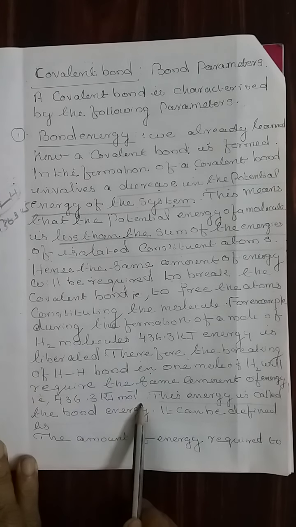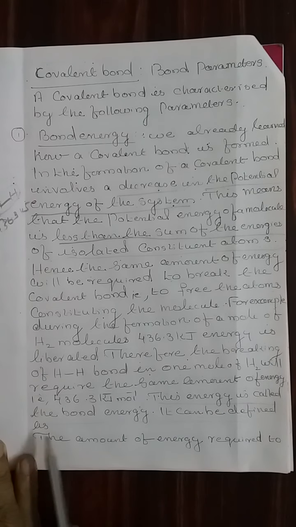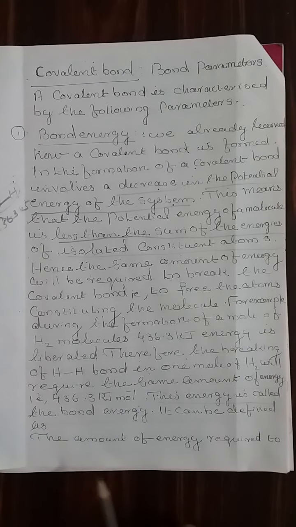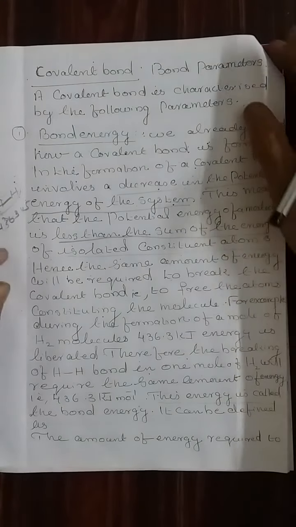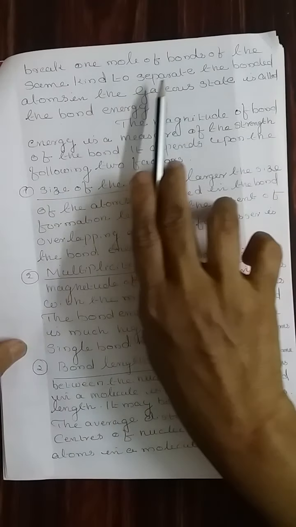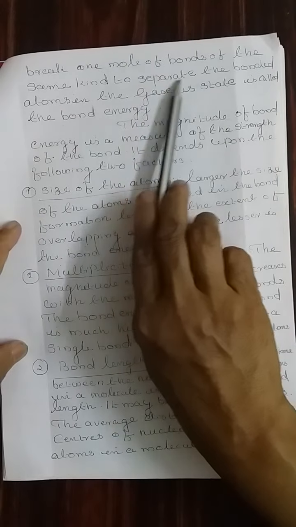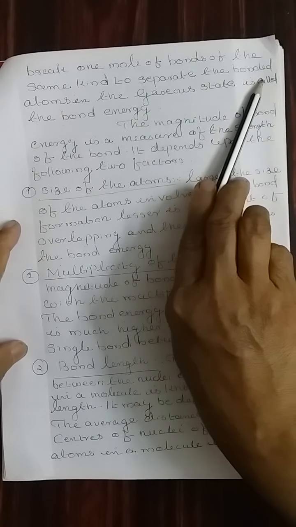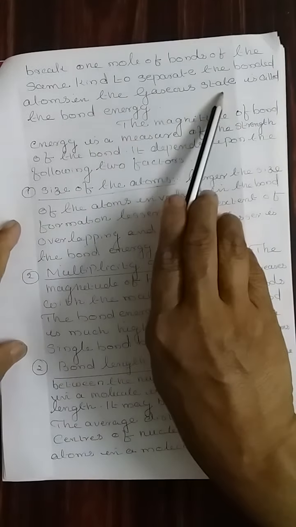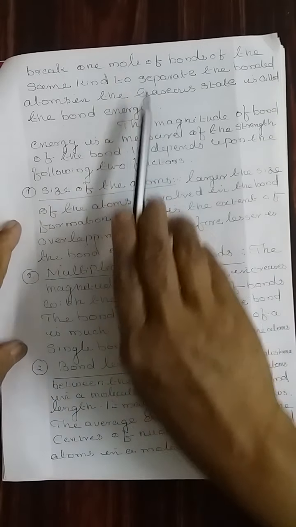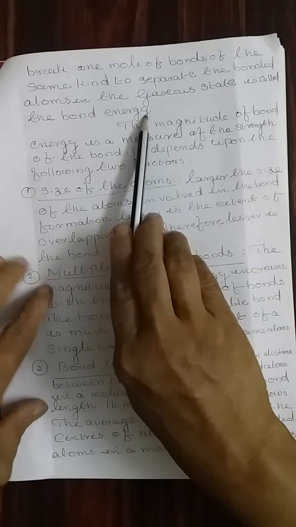436.3 kilojoules per mole. This energy is known as bond energy, and it can be defined as the amount of energy required to break one mole of bonds of the same kind to separate the bonded atoms in the gaseous state. This is called the bond energy. The definition is an important point.